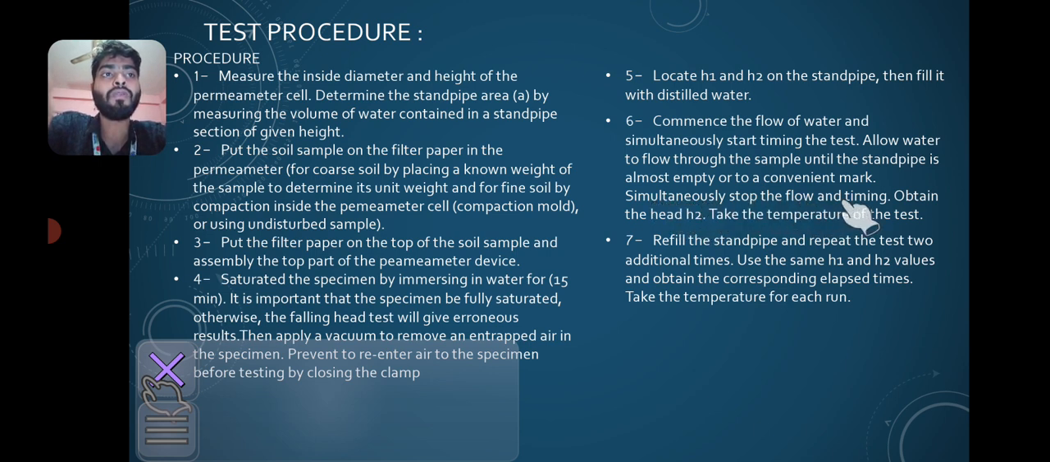Simultaneously stop the flow and timing. Obtain the head H2. Take the temperature of the test. Refill the standpipe and repeat the test two additional times. Use the same H1 and H2 values and obtain the corresponding elapsed times. Take the temperature for each run.